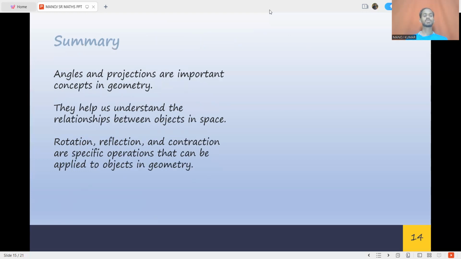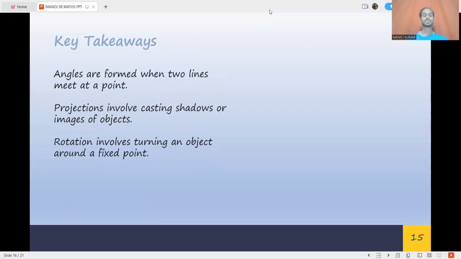Summary. Angles and projections are important concepts in geometry. They help us understand the relationship between objects in space. Rotation, reflection, and contraction are specific operations that can be applied to objects in geometry.